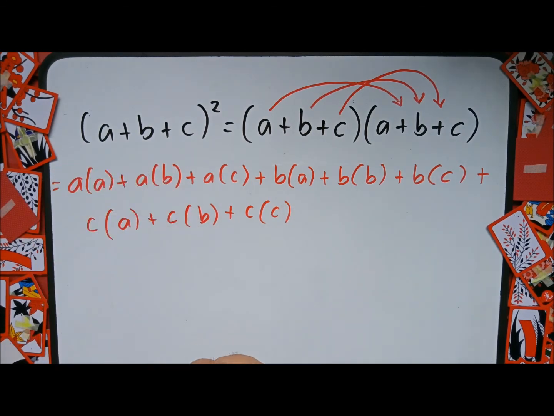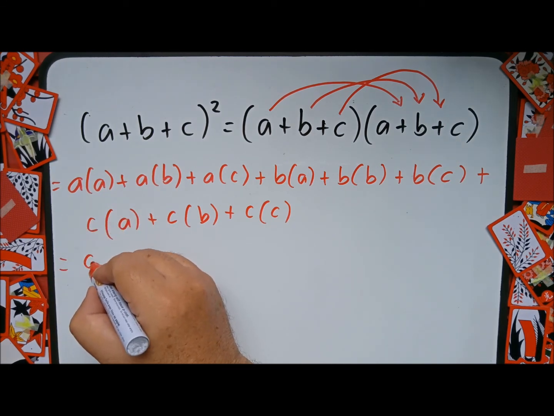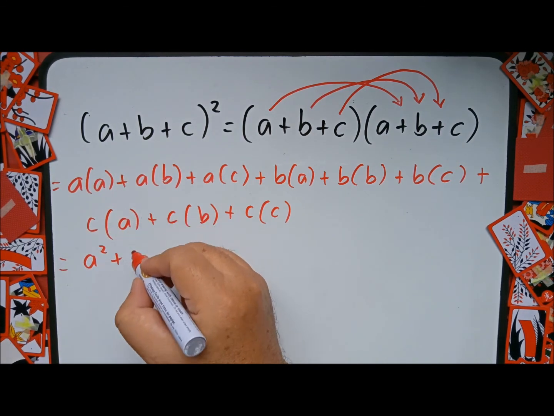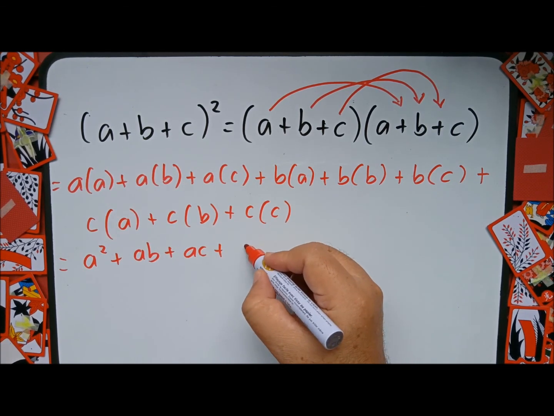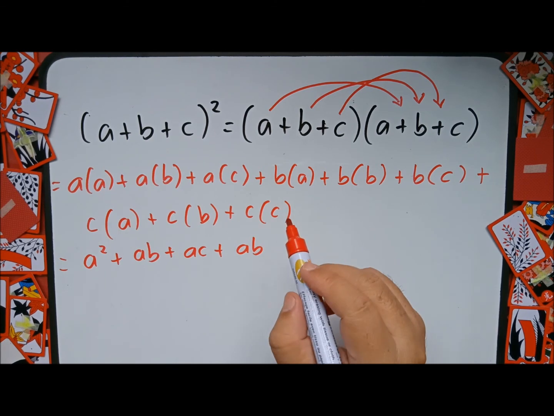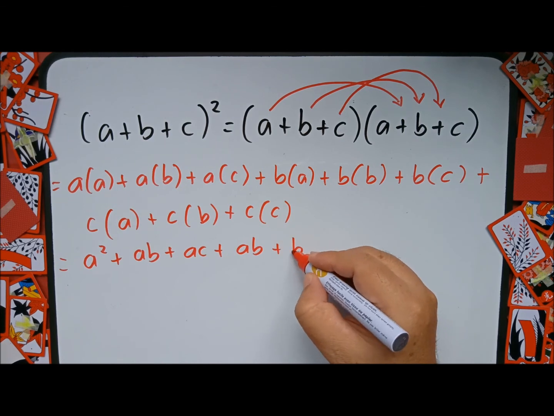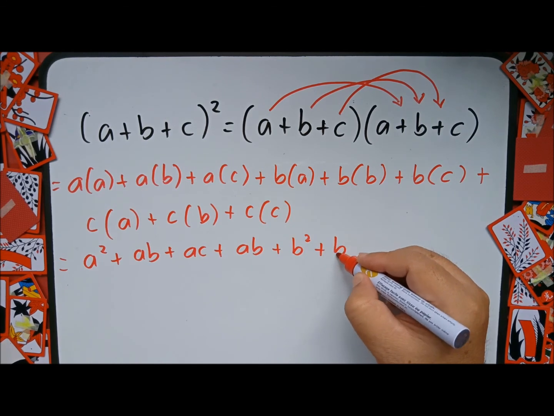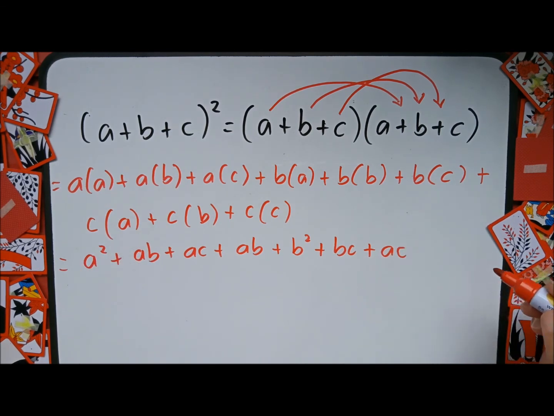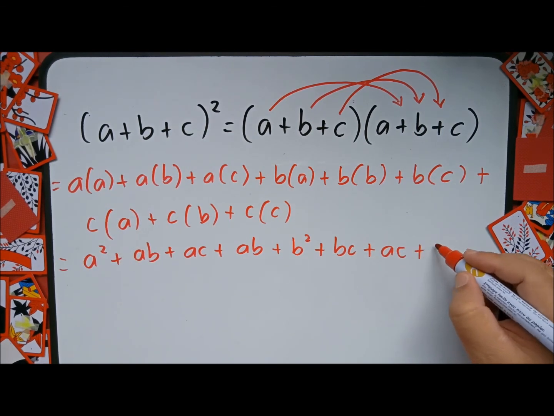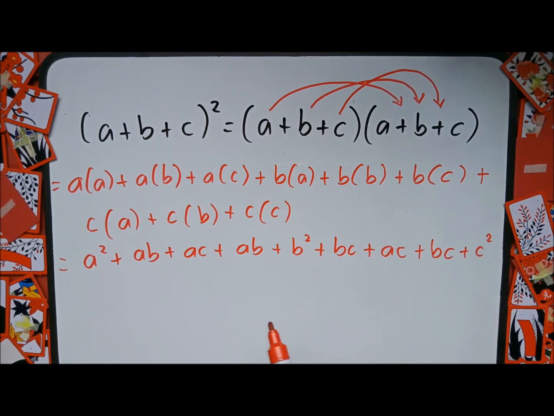Okay, next. We have to simplify. This will become A squared plus AB plus AC plus AB. Remember, you have to put A before B, alphabetical order, plus B squared plus BC plus AC. A comes first, then C, then plus BC plus C squared.